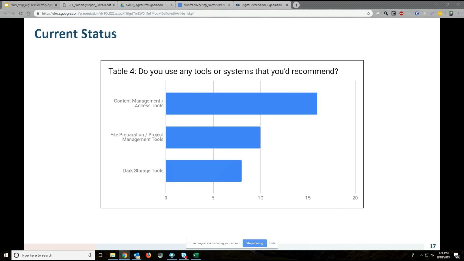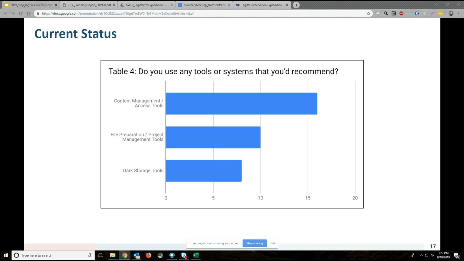When we asked, do you use any tools or systems that you would recommend, there were three main categories people's answers fell into. The most cited were usually content management system tools that are used for facilitating access to digital content and files. And people mentioned programs or platforms like Omeka and ArchivesSpace and CONTENTdm. Google Drive was mentioned as a storage tool, as well as Amazon S3. We also had a mention of MetaArchive Cooperative, but there was a caveat, especially with MetaArchive Cooperative: the more complex these tools are, the more robust your internal IT infrastructure would need to be, which can be a limiting factor.